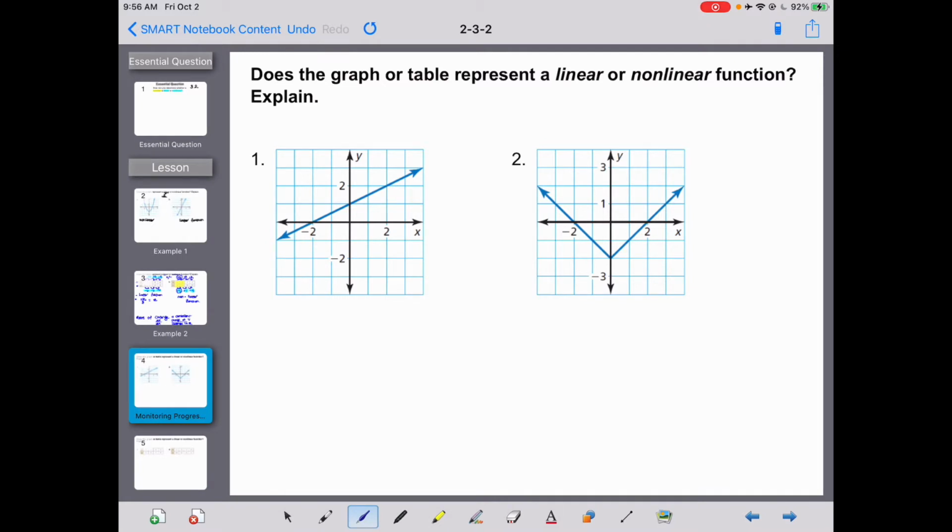The first one clearly looks like a line, so we can say that this is a linear function. And the second one, you might think, okay, I see two lines connected, but this is not linear. This is an absolute value function, which we won't learn about in this class, but that V shape is nonlinear.